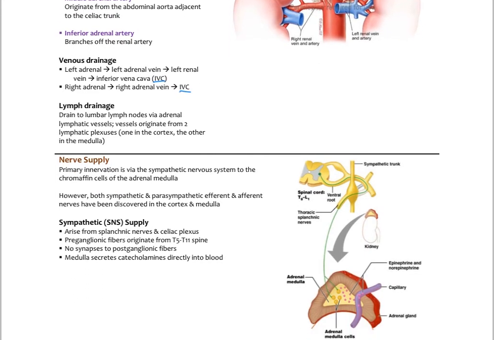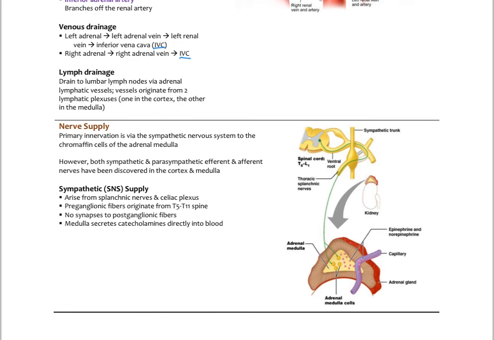The nerve supply is primarily via the sympathetic nerves. Not a lot of information on parasympathetic nerves in the adrenal. So it's the sympathetics, and they originate primarily from the spinal cord at the level of T5 to T11.